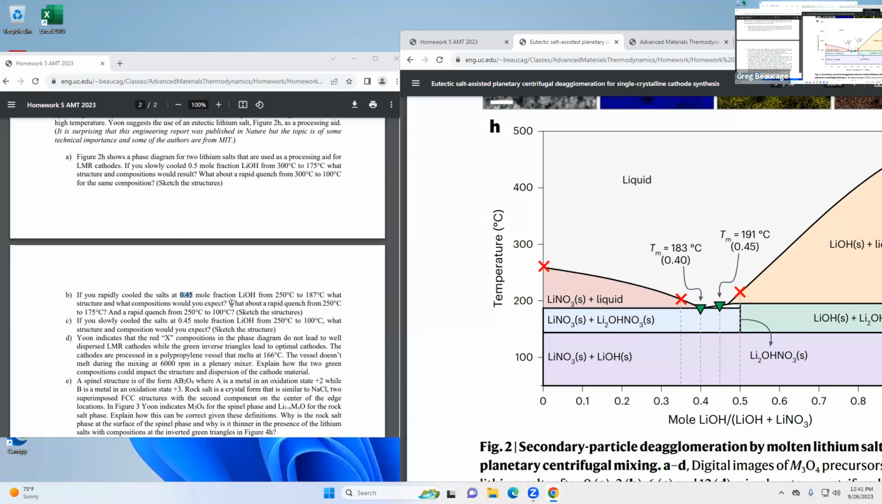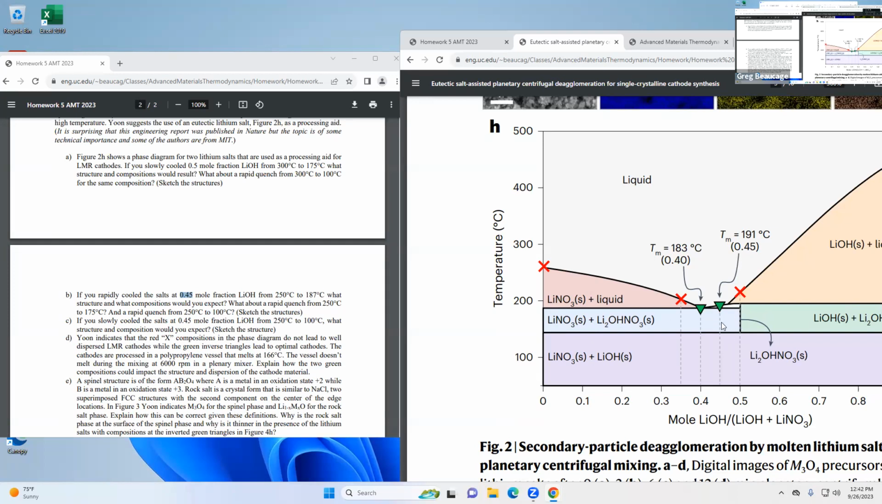And then what's the structure? What would a rapid quench from 250 to 175 give? So it's the same thing, go to 175. So it's 150, 200, 175 is right in the middle. A rapid quench will just give you the LiNO3 in this intermetallic, and then it's going to be mostly intermetallic with domains of the LiNO3. Right, and the split's going to be the same. We're at 45, so the split's going to be 20%, I guess. No, 10% of the LiNO3 and 90% of the intermetallic.